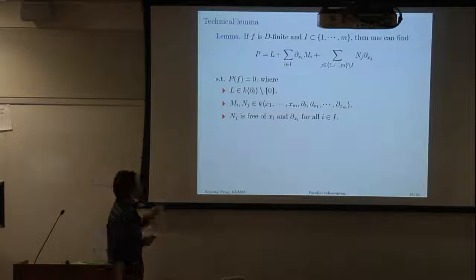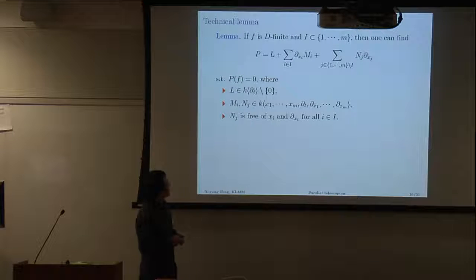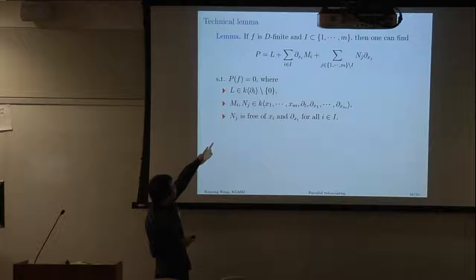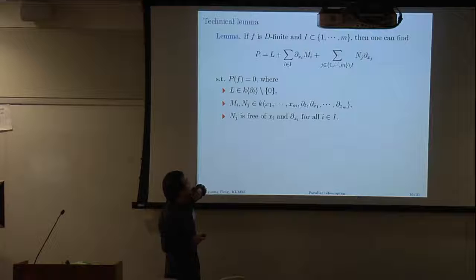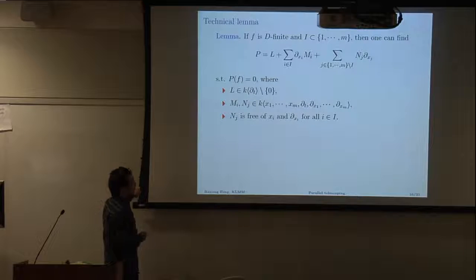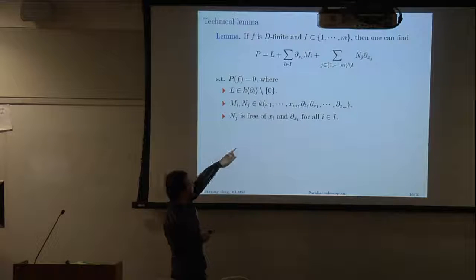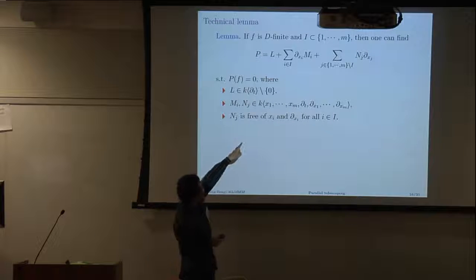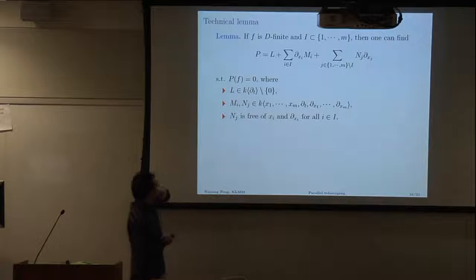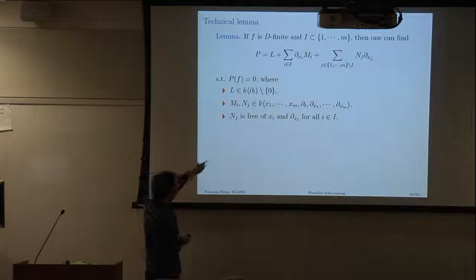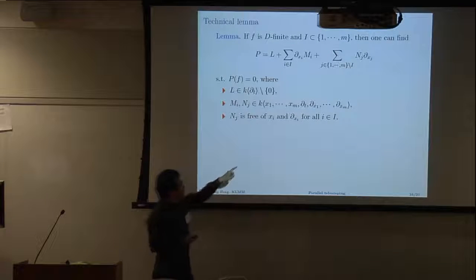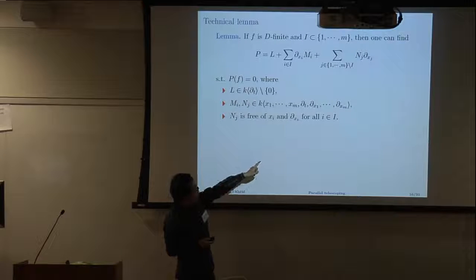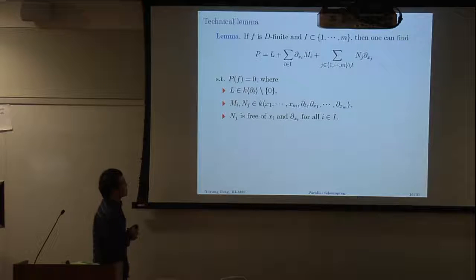Here L is a non-zero linear differential operator in Dt with coefficients in small k, and M_ij and N_j are operators with polynomial coefficients in xi, and moreover, Nj is free of xi and dxi for all i in the capital I.